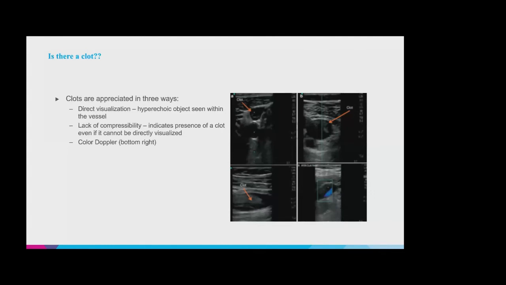And that being said, you can also add color potentially to your view as well if you're not sure you see a clot. And then this is just highlighting that there's blood flow here, but then there's a clot above it that's partially obstructing the vein.